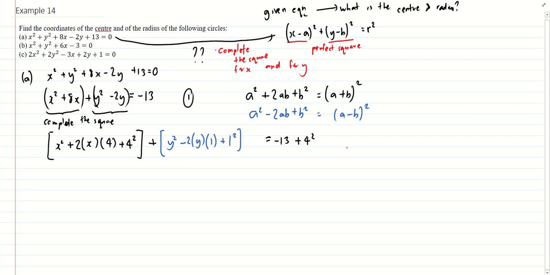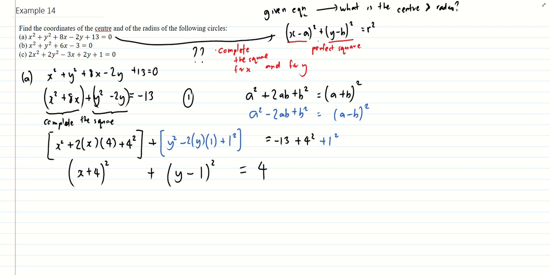And since I add 1 square over here, I also need to add 1 square over here. Okay, so once you are done, you can easily complete the square. So the first one, my a is x, then my b is 4. So I will have x plus 4, the whole thing square, plus here my a is y, my b is 1. So here will be y minus 1 the whole thing square equals to, simplify this number, so 4 square is 16 minus 13 is 3 plus 1, 4.